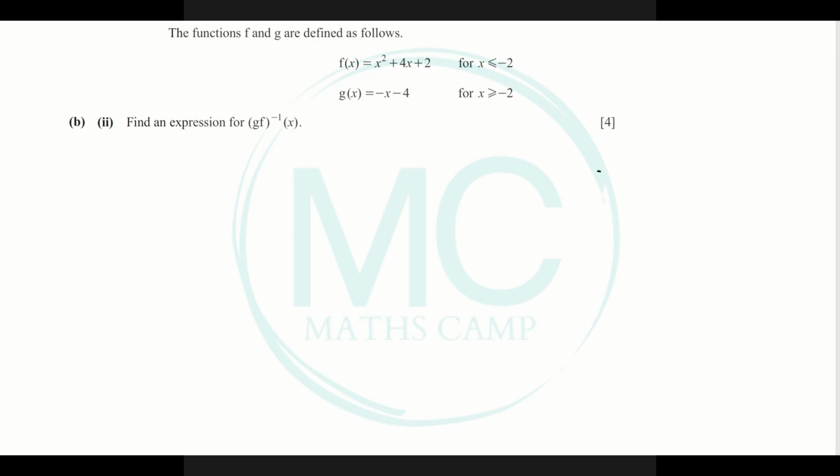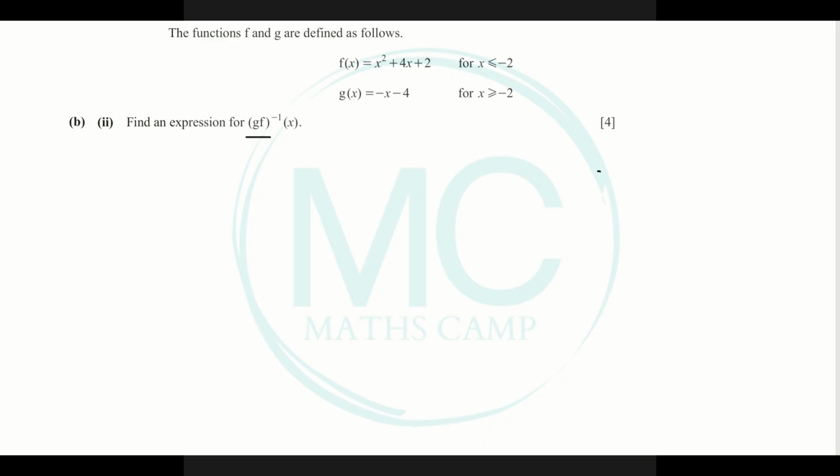Find an expression for (gf) to the negative 1 of x. Please be very careful with questions like these. You need to pay close attention to where the brackets lie. Here, the bracket is around g and f. This means that we need to find the inverse function of the composite function gf of x.